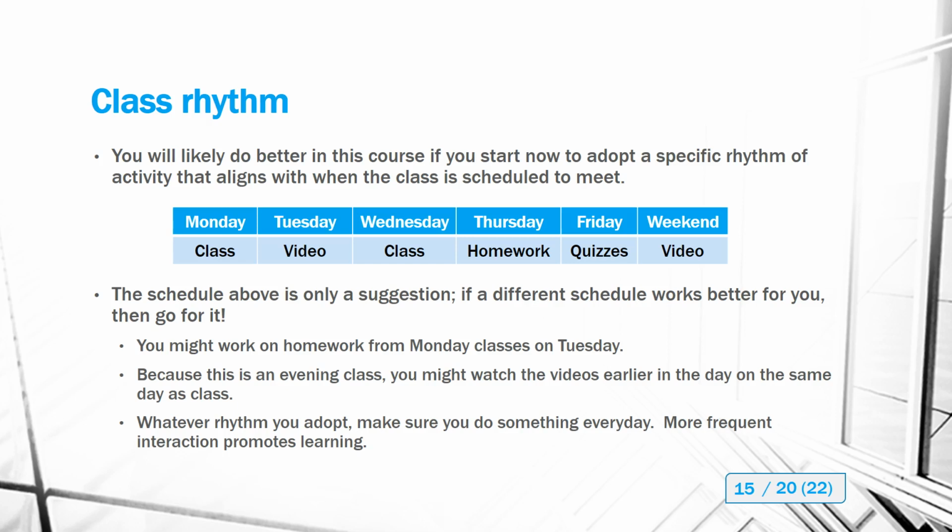But if your expectation is, hey, I'm just going to come to class on Monday and Wednesday, and that's all I'm going to do, and I'll just do the bare minimum outside of class, then you're probably not going to succeed very well. Okay? It's more likely that you'll do better if you interact with the material every single day. So whatever frequency or rhythm you adopt for the class, make sure that the frequency of interaction with the course material is at least once a day. You're doing something every day.